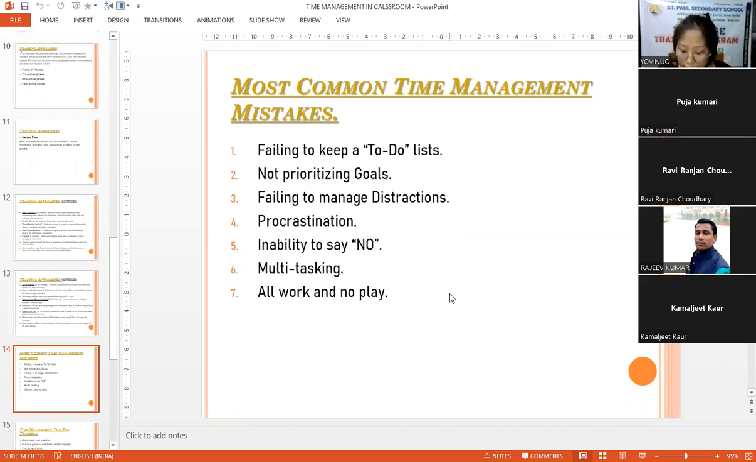Mistake number 7, creating the list on the day. A great way to avoid this is by planning for the next day just before leaving for your work.